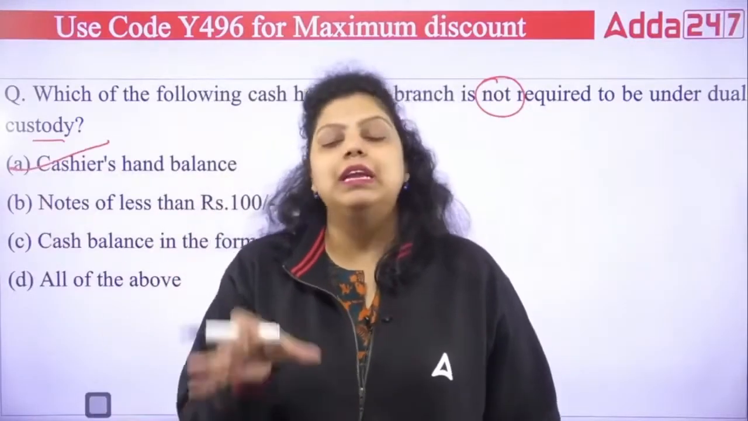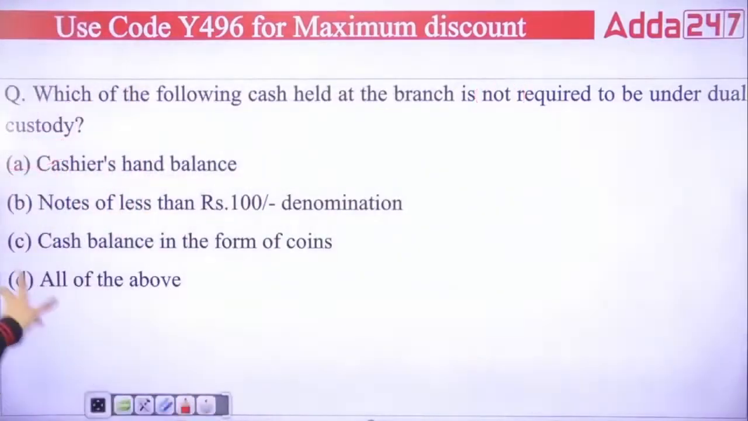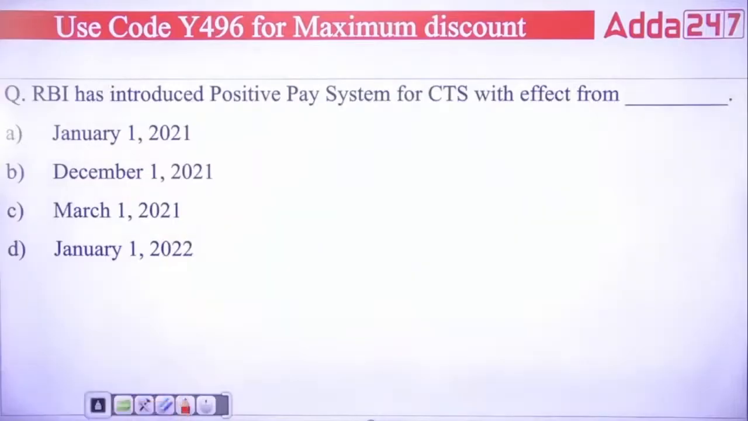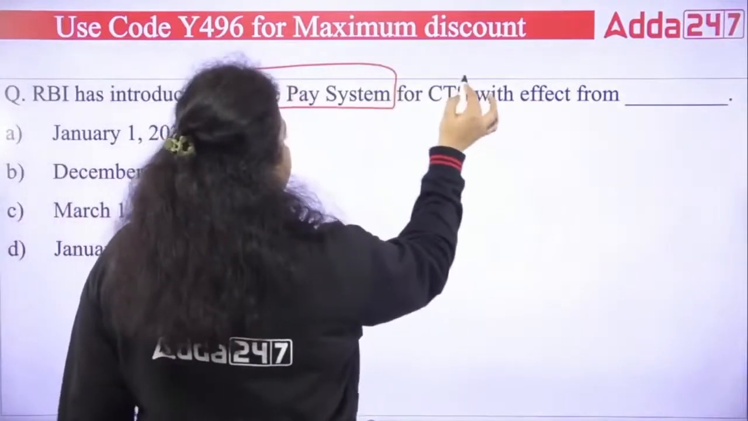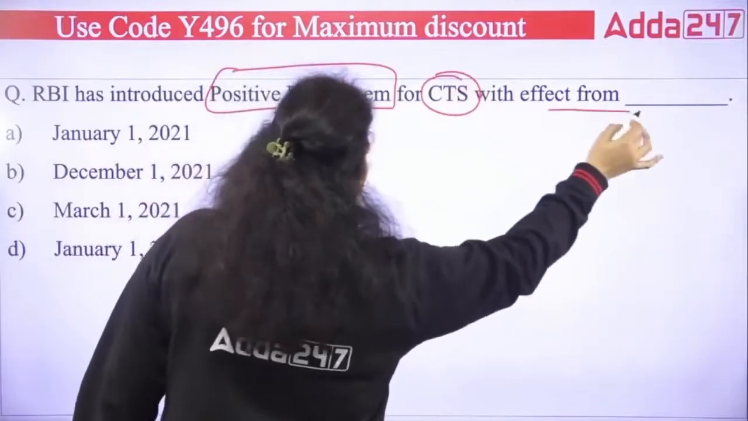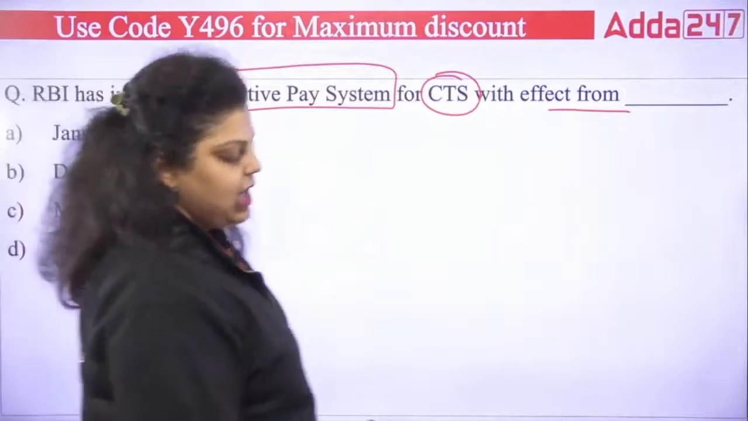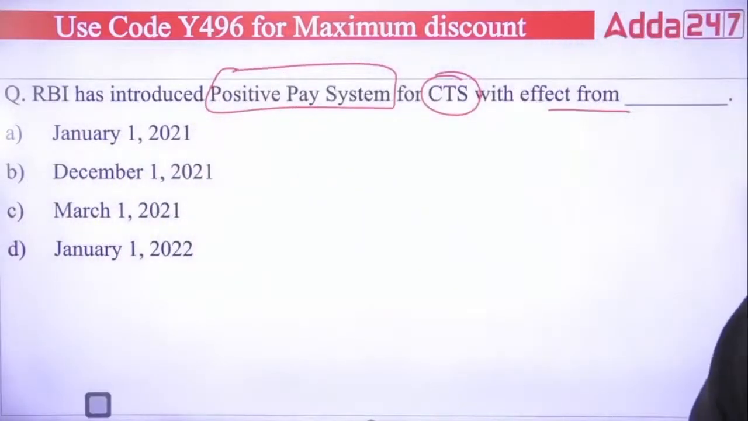So this does not need a dual custody. And the right answer here will be your A option. Okay. Next is asking about RBI has introduced the positive pay system for check truncation system with effect from dash. So from when has RBI introduced the positive pay system? Now what is this positive pay system?